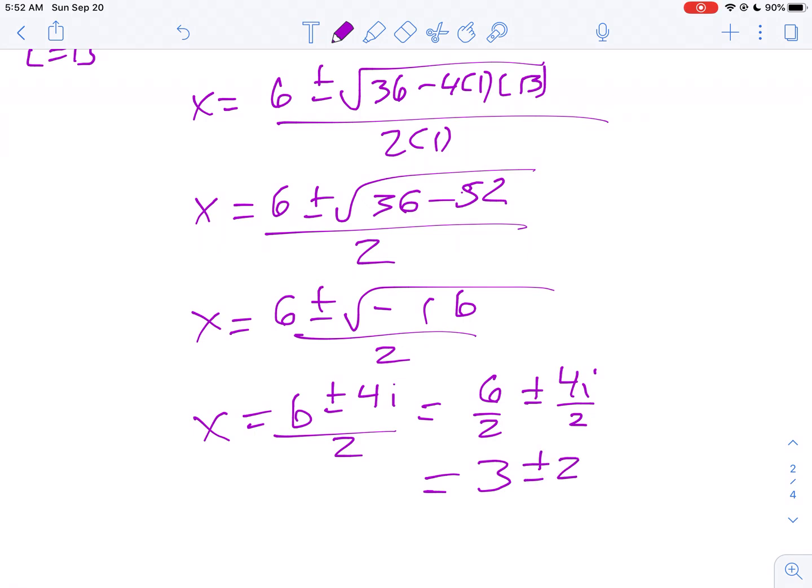Went over that problem just so you can see what the quadratic formula looks like when you have an imaginary root. So this one would not cross the x-axis ever, and you couldn't factor it. So the only way you can get this answer is by using the quadratic formula, or completing the square, I guess, of 3 plus or minus 2i.